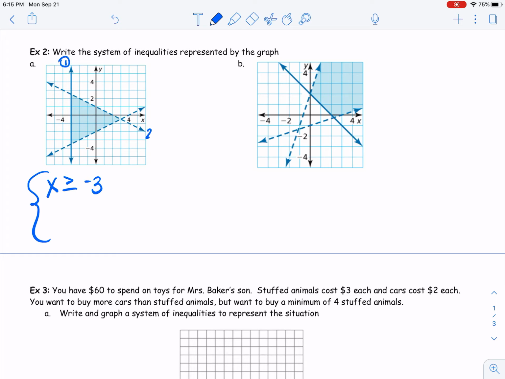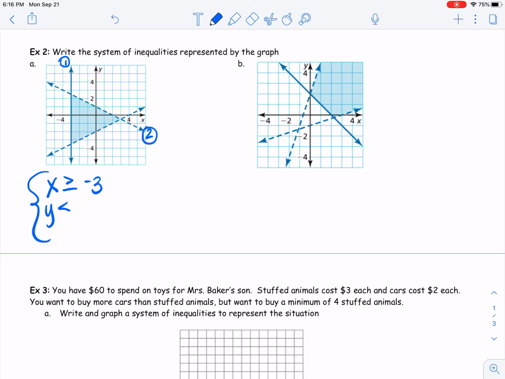I'm going to go ahead and knock out this one next. So that's a negative slope and it's a dashed line. So I know it's either going to be a less than or a greater than. So y, and then I know it's less than because it's shaded beneath the line. So y is less than.